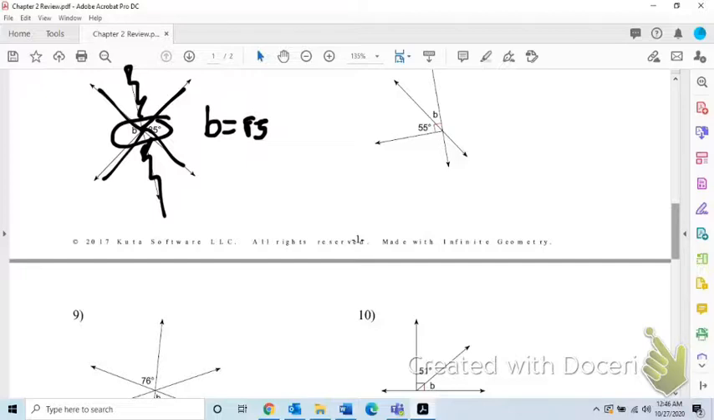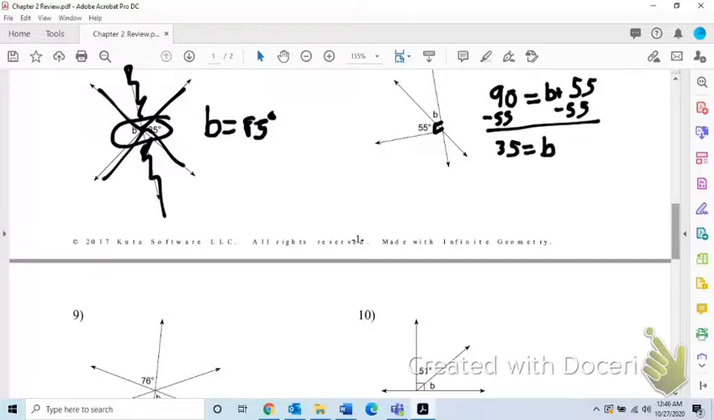Just like in problem number 2, in this one we have a right angle. So we know that right angle, that's our signal to use complementary. That means they add up to 90 degrees. So we know that 90, that's from the right angle, equals B plus 55. Subtract 55 from both sides, and we get 35 equals B.